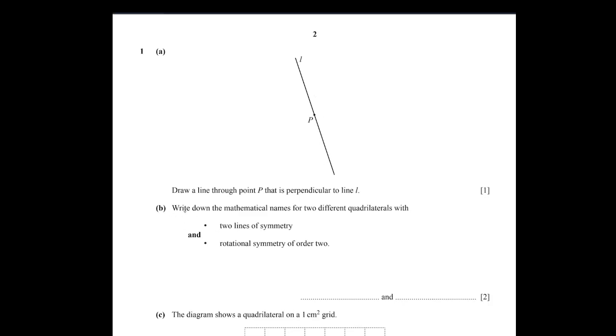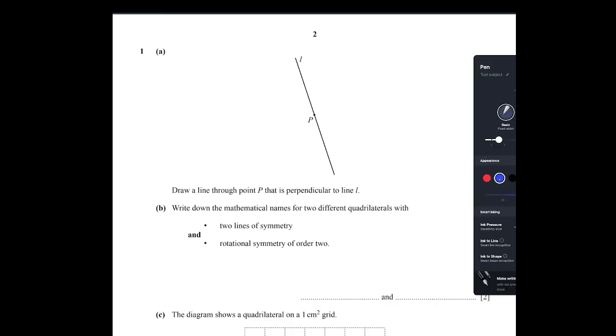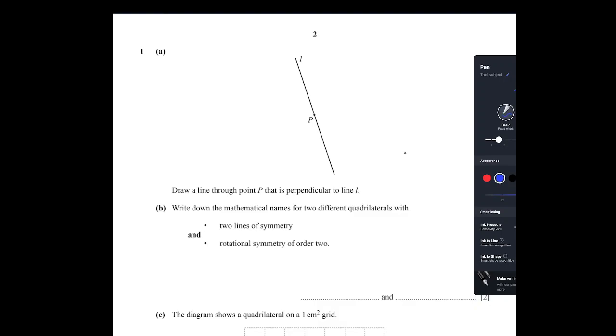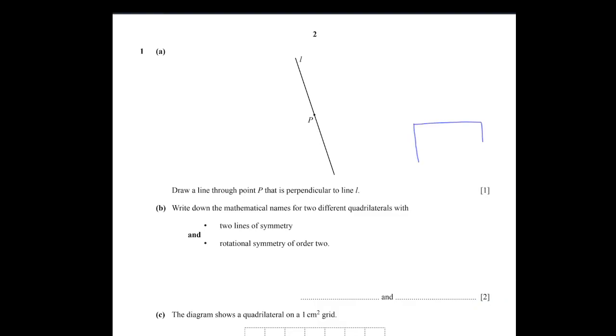Question number B, write down the mathematical names for two different quadrilaterals with two lines of symmetry and rotational symmetry of order 2. Now we need to write two quadrilaterals. What is the shape which has two lines of symmetry and is also a quadrilateral? It is a rectangle. When you take a rectangle like this and try to draw the lines of symmetry, this is one line and this is another line. This is two lines of symmetry.